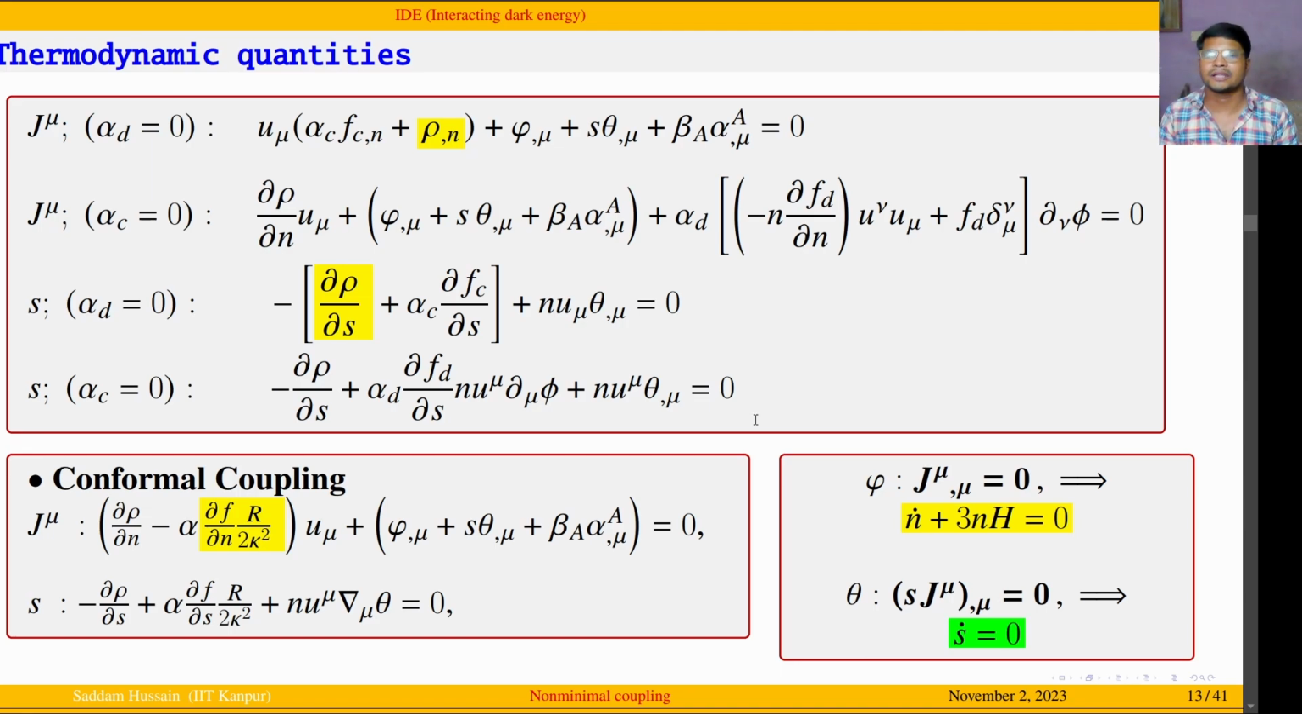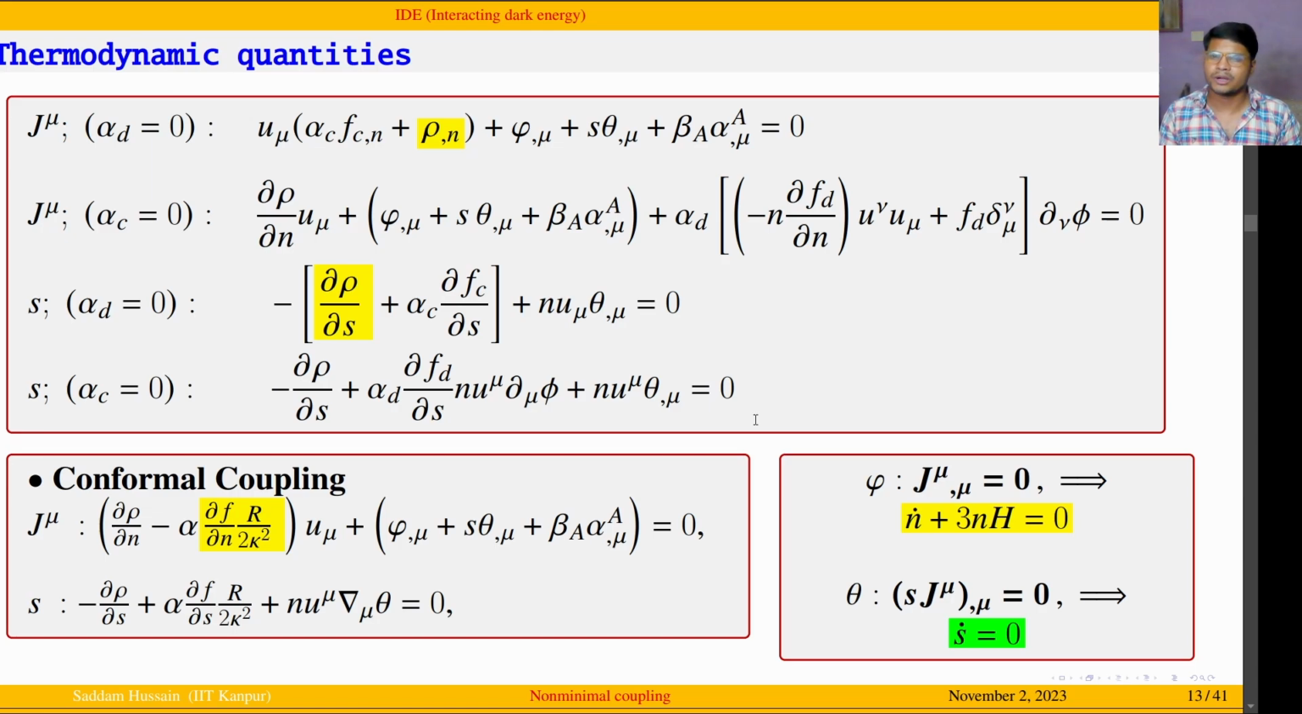So we can see that this dρ/dn, which is actually telling us about the chemical potential of dark matter, has now been modified because of this f variable over here. Now similarly, we have the entropy. If we vary our action with respect to the entropy, we have the temperature of the dark matter fluid, which is again modified because of the df/ds, and this theta we can understand to be the temperature gradient.